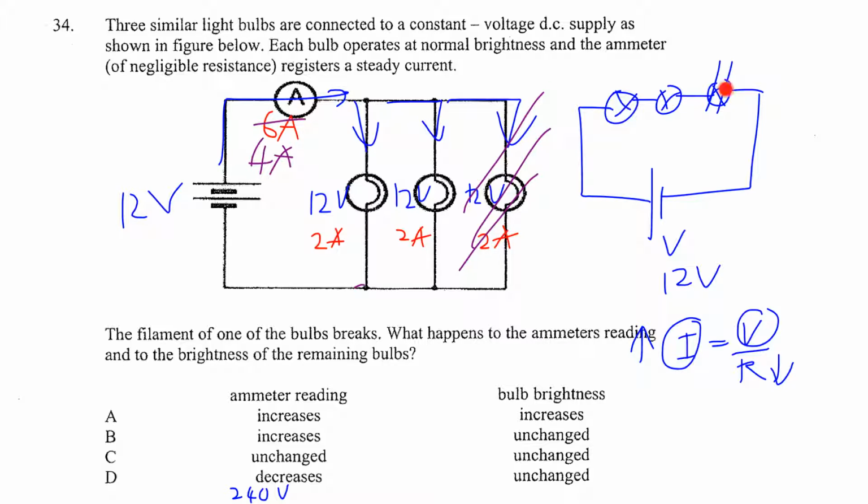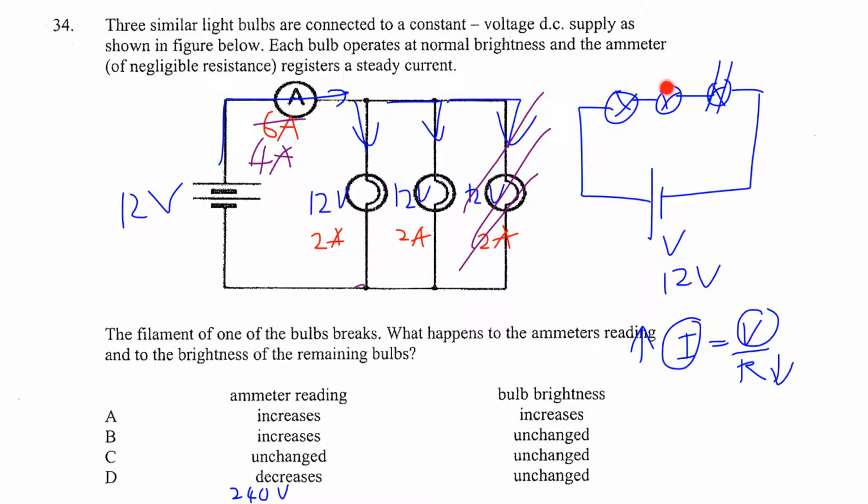if you connect in series, when one bulb breaks, what happens? Now, the voltage, when you connect them in series, will be divided. So if one bulb breaks, then you have a problem, no current will flow, so none of them will light up.